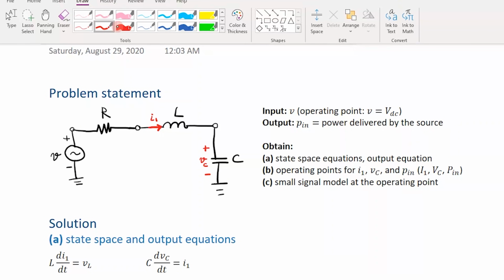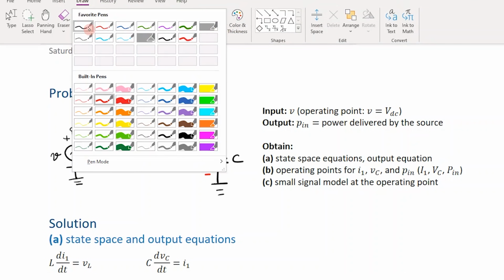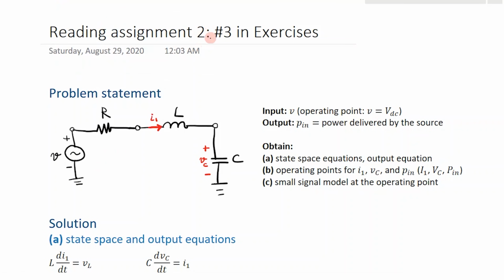The next problem involves small signal modeling. This is the topic of reading assignment 2, number 3 in exercises. And the problem gives you a series RLC circuit like this. It doesn't tell you what the state variables are, but it tells you what the input and output are. The input is this voltage source right here, V.